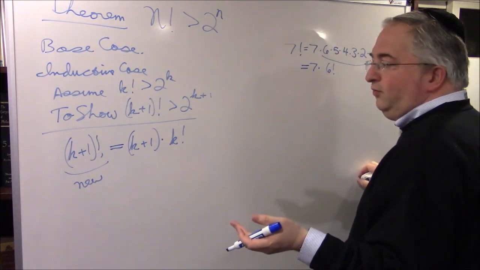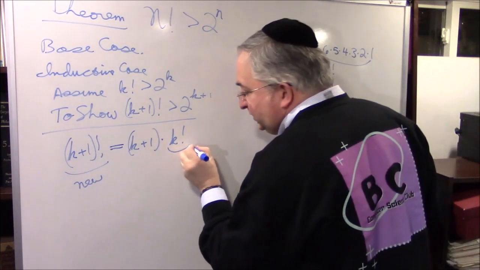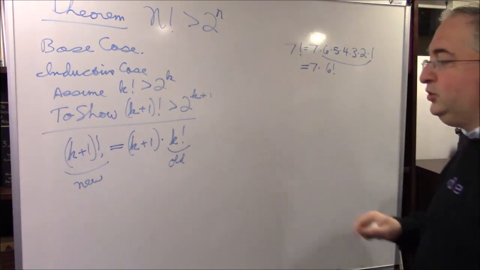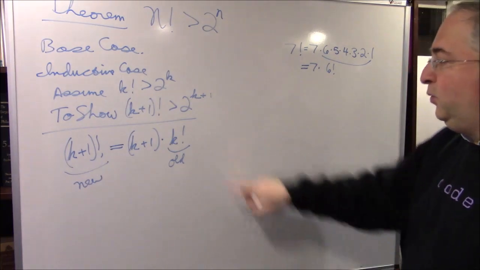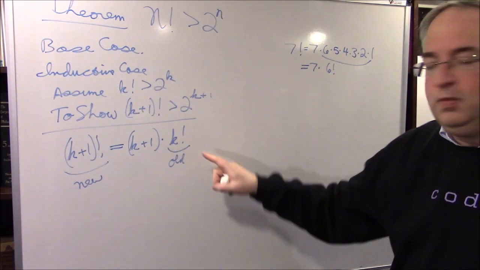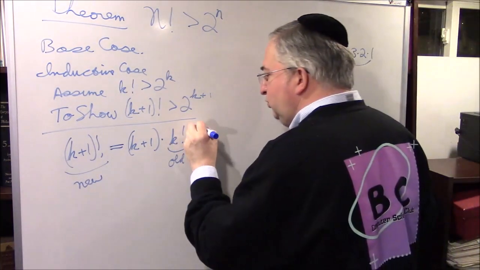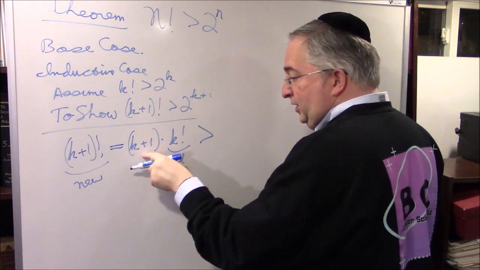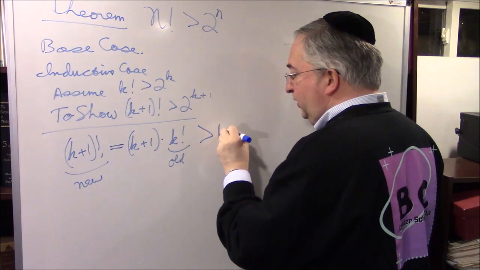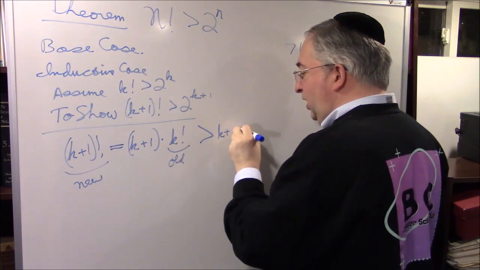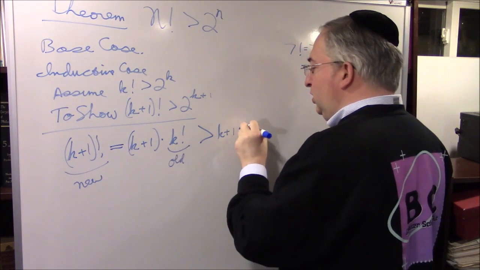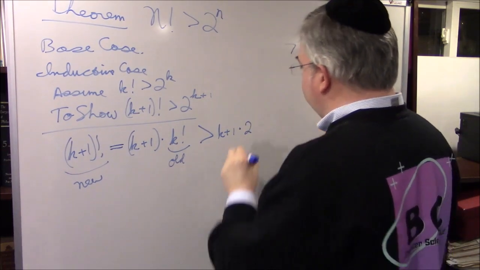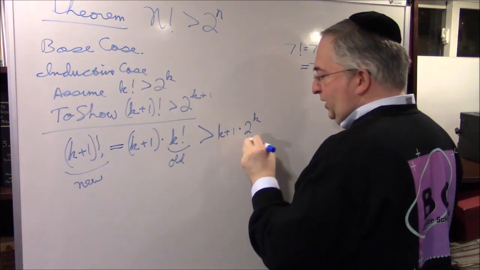Hold on, don't move. This is the old. So what do we know about that? What did we assume about this? The answer is we assume that this is greater than, I'm just going to write this thing, k plus 1 times 2 to the k. Okay, that's our assumption.